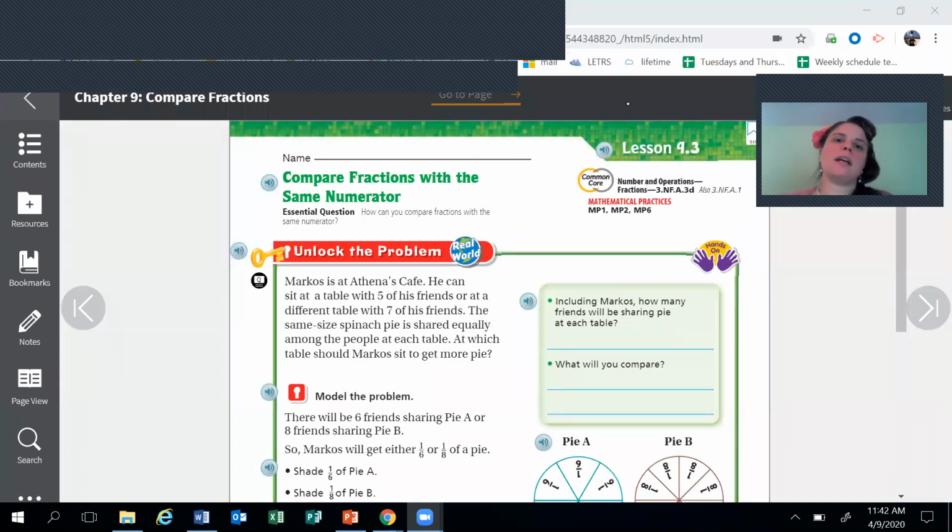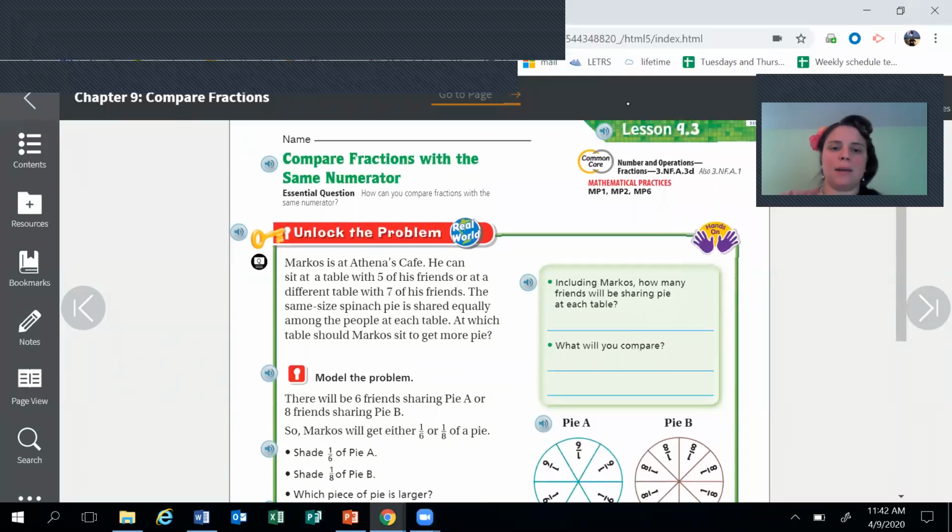Hey guys, so yesterday we were comparing fractions with the same denominator. So all of our fraction pieces were the same size. Today we're comparing fractions with the same numerator. So not all of our pieces are the same size and we've got to figure out which one's bigger. We're just going to start with unit fractions today, which makes it a little bit easier than trying to figure out regular fractions. All right, so we are comparing fractions with the same numerator.